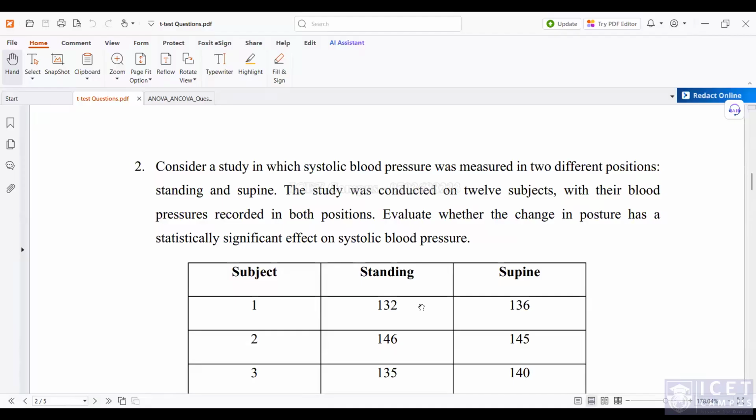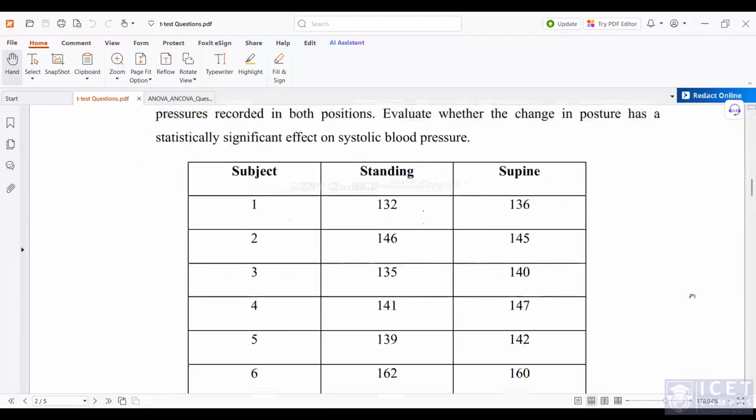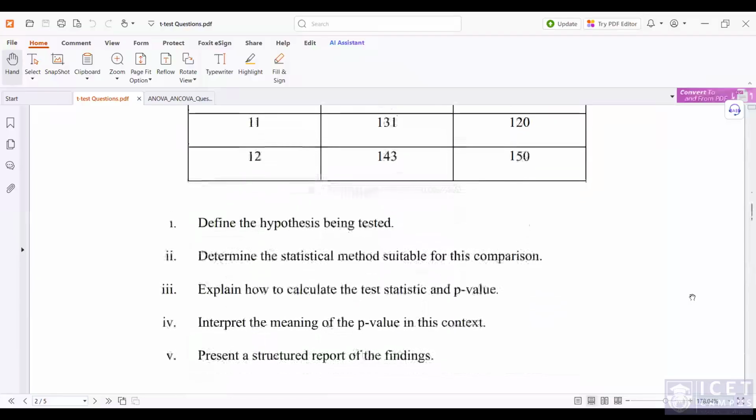Therefore, the meaning is that there are two instances for one person. If you are measuring the same thing twice for one person, we have to perform a paired sample t-test for the analysis part. So therefore, we can go.